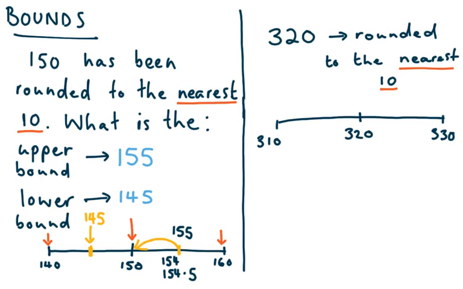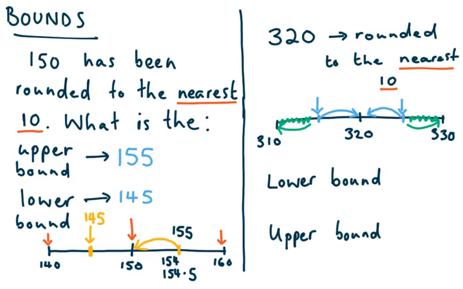Now we're looking for the lowest number that would round up to 320, and we're looking for the biggest number that would round down to 320. Remember, we're not bothered about these numbers because they would round down to 310. We're not bothered about these numbers because they would round up to 330. We're just bothered about this number here because that will be our lower bound, and this number here because that will be our upper bound.